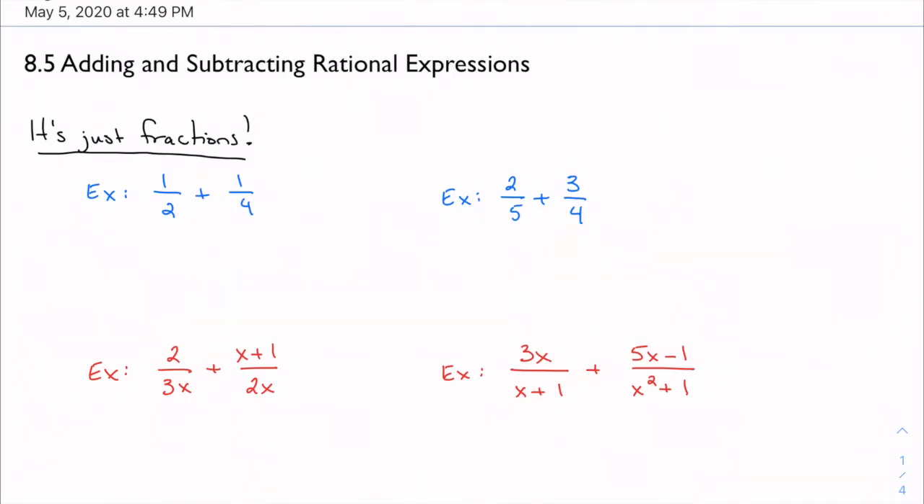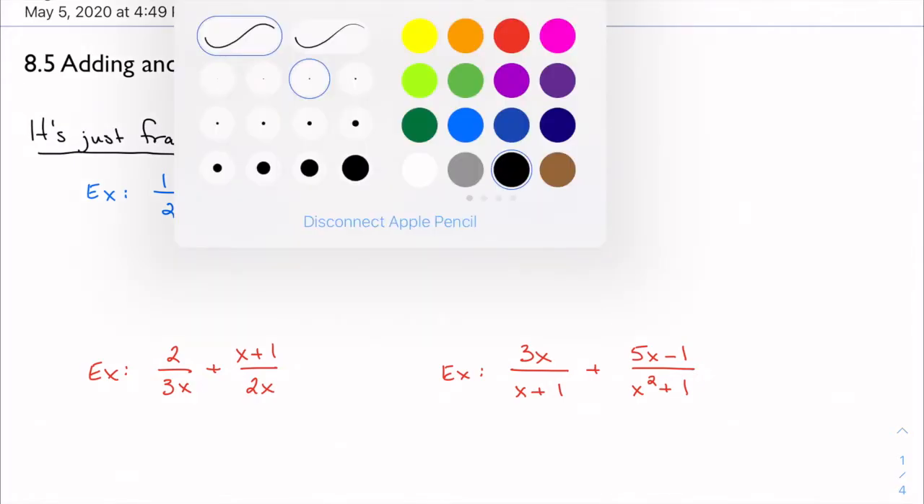So in 8.5, talking about adding and subtracting rational expressions. And what we're going to see throughout this section is that although these look really scary and a little bit overwhelming, they're not. Everything we do here is going to come right back to everything we learned in elementary school when we learned how to add fractions together.